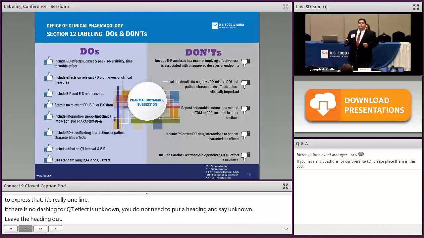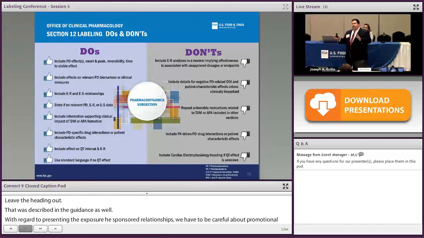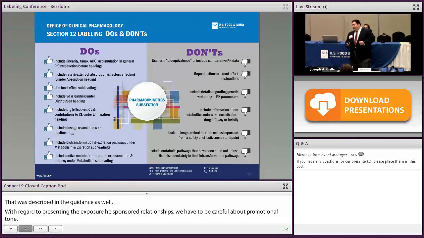With regard to presenting, especially the exposure-response relationships, again, we have to be careful about promotional tone. Sometimes it appears that folks try to use this section as a backdoor to get stuff in, clinical outcomes or whatnot that probably wouldn't get into section 14, but you'd really like to get into the label. That kind of thing is really not in the spirit of this section, and we should try to avoid doing that.